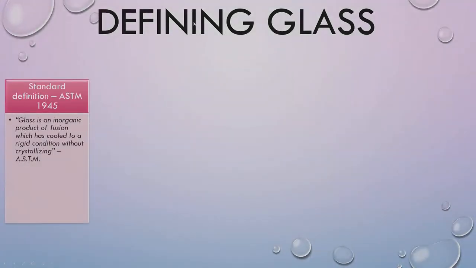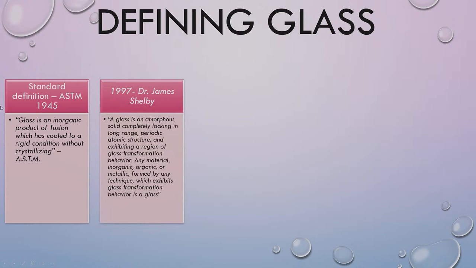So coming to the standard definition of glass, glass is an inorganic product of fusion which has cooled to a rigid condition without crystallizing. This is as per ASTM. Then James Shelby has slightly modified it. This standard definition came across in the year 1945. In the year 1997, Shelby came across a definition where he speaks about the lacking of long range ordering in the network. Because earlier this morning, people had told you about what is a crystalline solid and amorphous solid. The basic difference is that crystalline solids have long range ordering, whereas amorphous solids have short range ordering. So the first condition is short range ordering, and the second condition is that it exhibits a phenomenon called glass transformation. These are the two basic criteria required to define glass.